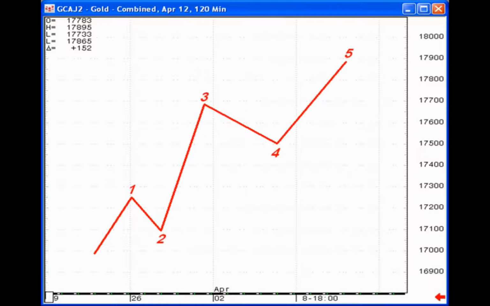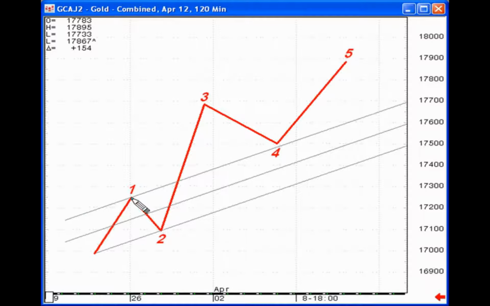And the base channel, of course, is going to be the origin of wave 1 against the extreme of wave 2 against the extreme of wave 1. That's your base channel. Okay, very important. This base channel is critically important, okay? And it's critically important for two things.